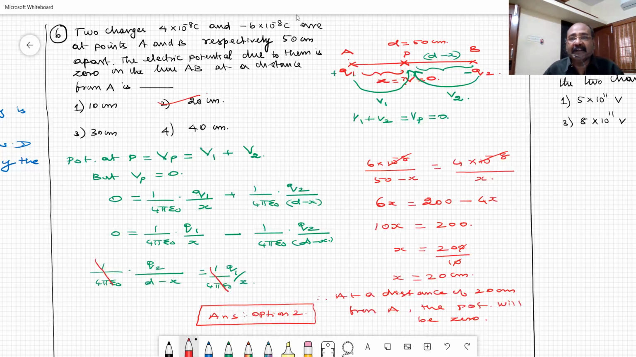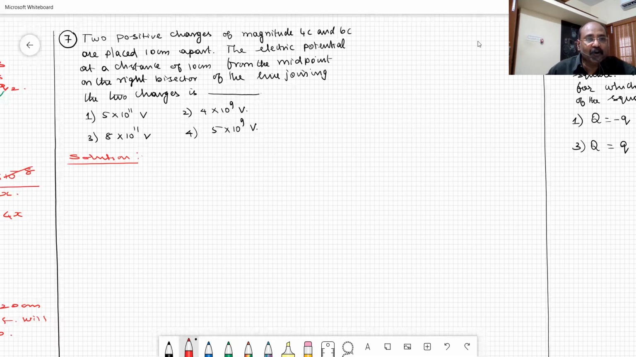Let us move on to the next problem, problem number 7. What is that problem number 7? Two positive charges of magnitude 4 coulomb and 6 coulomb are placed 10 centimeter apart. The electric potential at a distance of 10 centimeter from the midpoint on the right bisector of the line joining the two charges is.